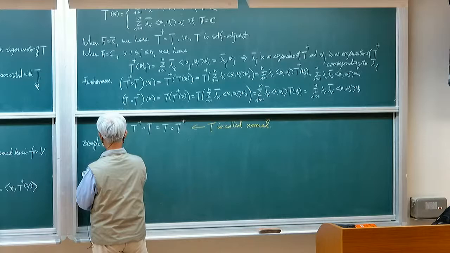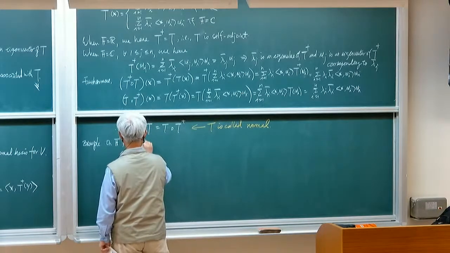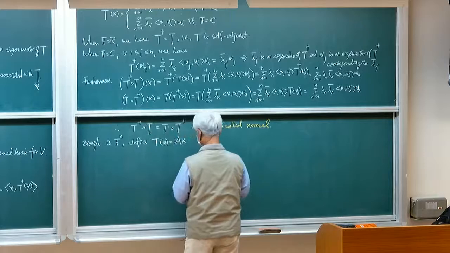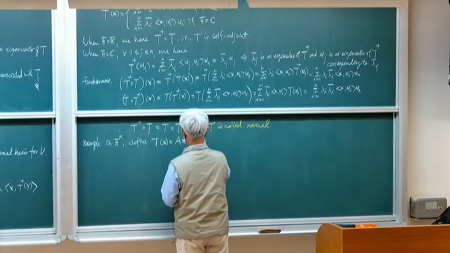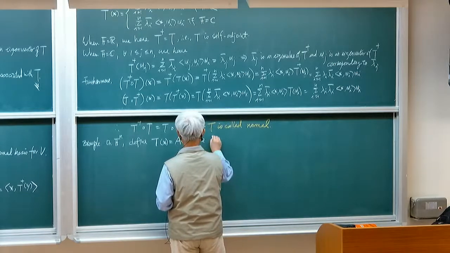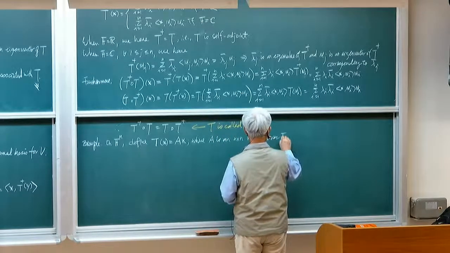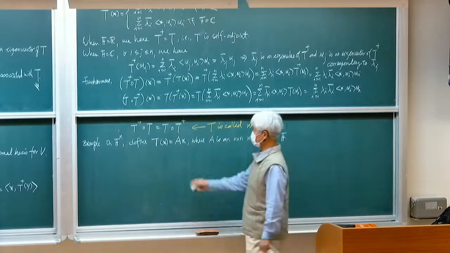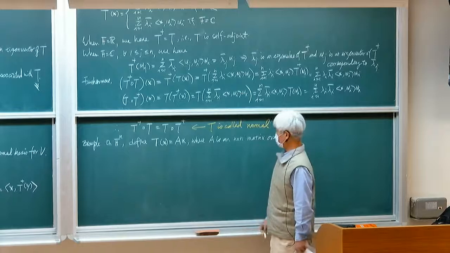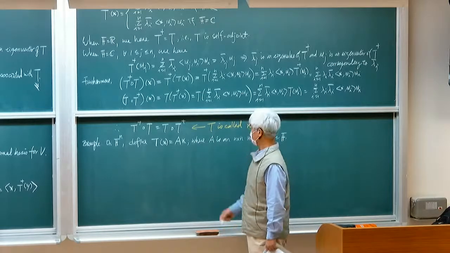On Fn, the n-dimensional Euclidean space, we define Tx equal to Ax, where A is an n times n matrix over F. So T is a linear operator on Fn, and this T must have a matrix representation, which we call A, relative to the standard basis, as we know before.